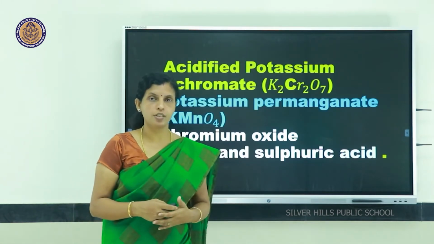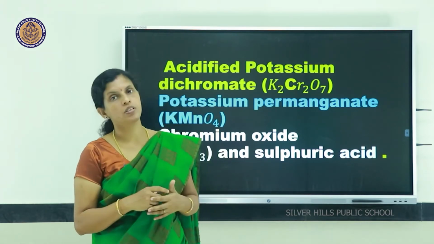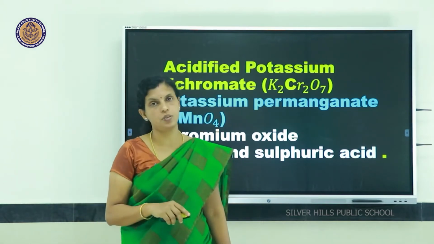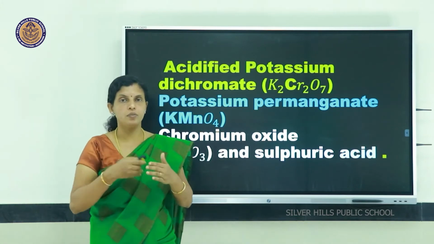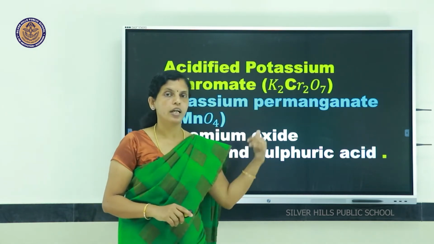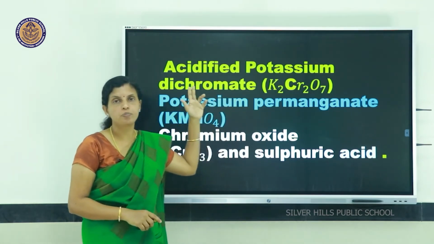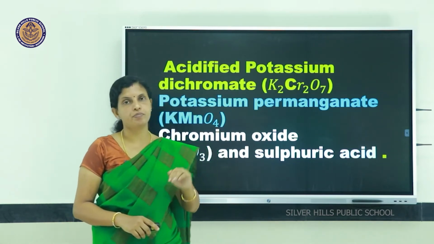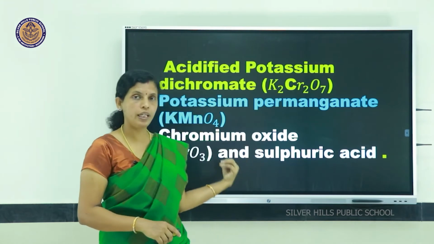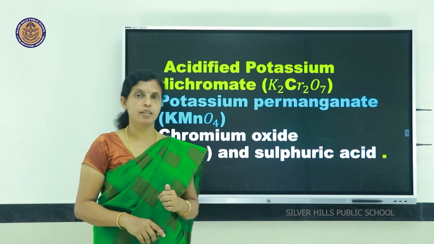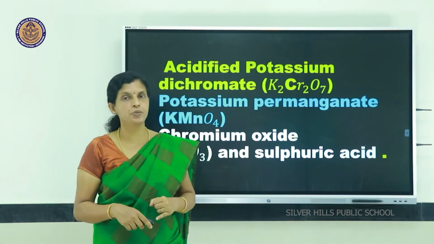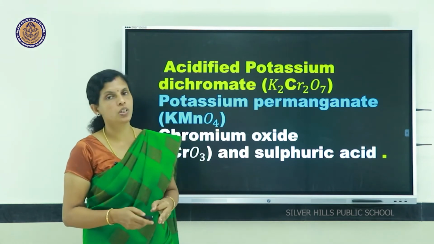But when we consider an oxidation reaction, it should be done using an oxidizing agent. There are 2 types of oxidizing agents: strong oxidizing agents and mild oxidizing agents. Strong oxidizing agents means first we get a compound, and further oxidation is possible if we are using a strong oxidizing agent. Examples for strong oxidizing agents are acidified potassium dichromate K2Cr2O7, or acidified or alkaline KMnO4 potassium permanganate, or we can use CrO3 chromium oxide and sulfuric acid.